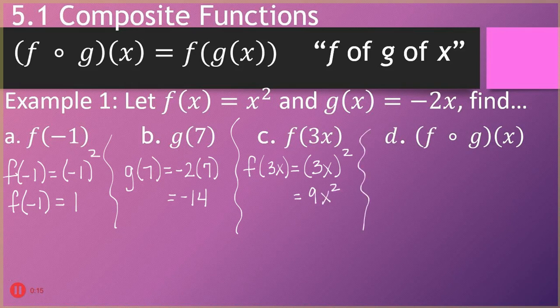But this last one is a composition. What this one says is I'm going to take my f function, and every place that I have an x, I am going to put the g function instead. So the f function says take x and square it. So I take my input and I square it. But the input in this example is g of x, which is negative 2x. So if I square negative 2x, I am taking negative 2 times negative 2, which is positive 4, and then that would be x squared.